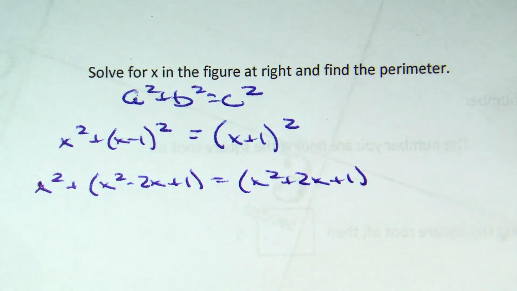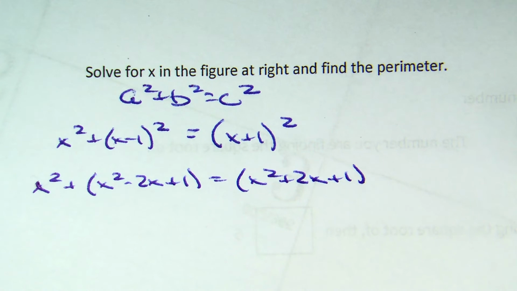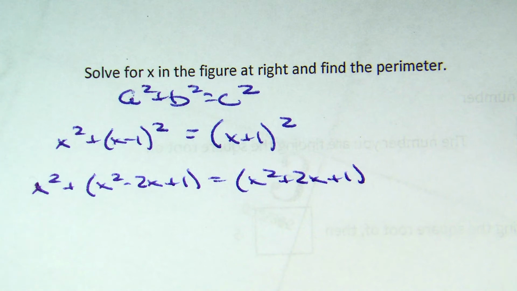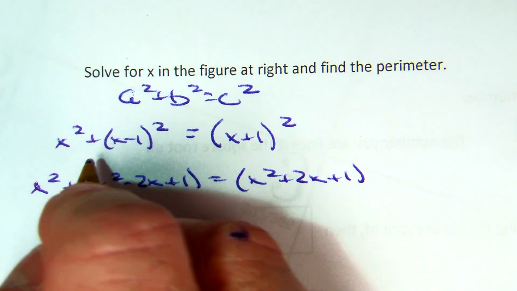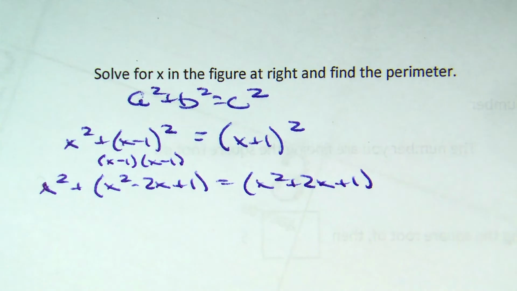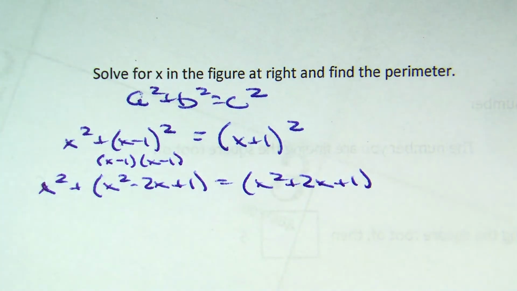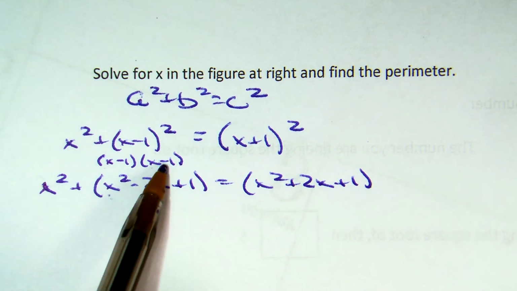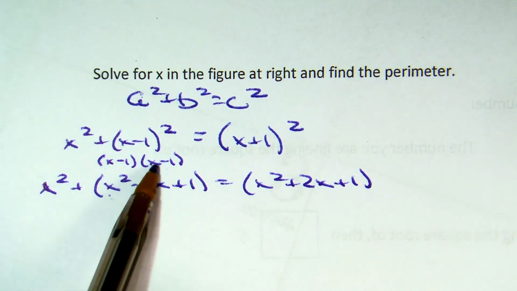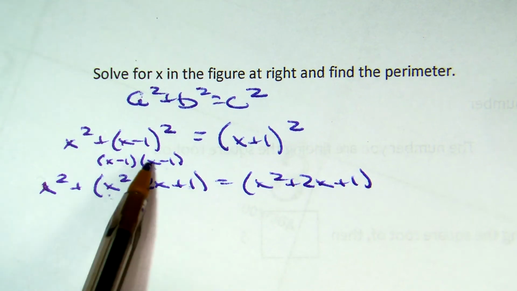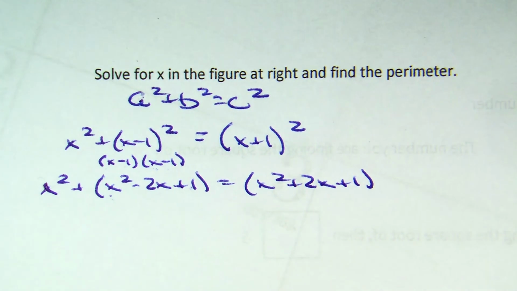Everybody okay with that? When you square a binomial, you don't just square the terms. You need to actually do the multiplication. So, for example, x minus 1 squared would be x minus 1 times x minus 1. And whether you learned FOIL or distributive law, x times x is x squared, x times negative 1 is negative x, negative 1 times x is negative x, negative 1 times negative 1 is positive 1. The negative x plus the negative x is negative 2x.